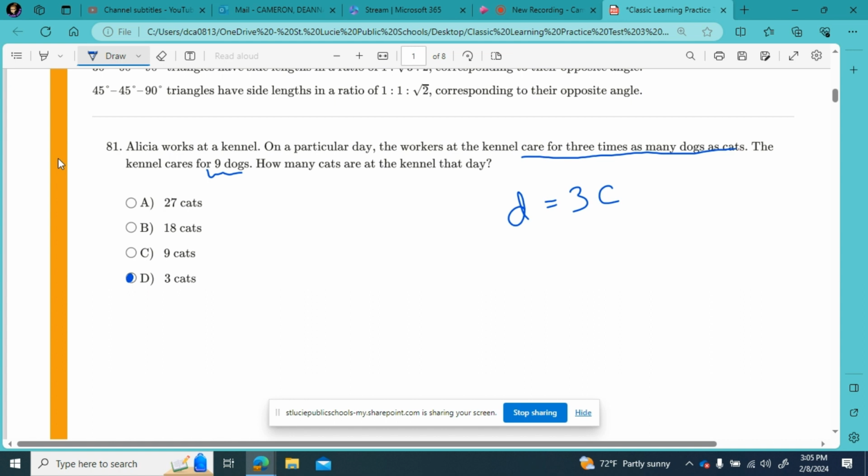And if you want to solve this the algebra way, we would just plug in that there's 9 dogs equals 3c. And since our 3 and our c are multiplying together, we would divide both sides of our equation by 3. And 9 divided by 3 is 3, so c equals 3 cats.